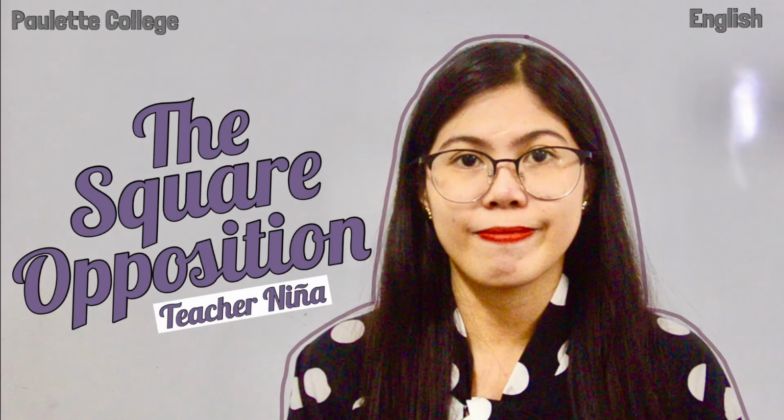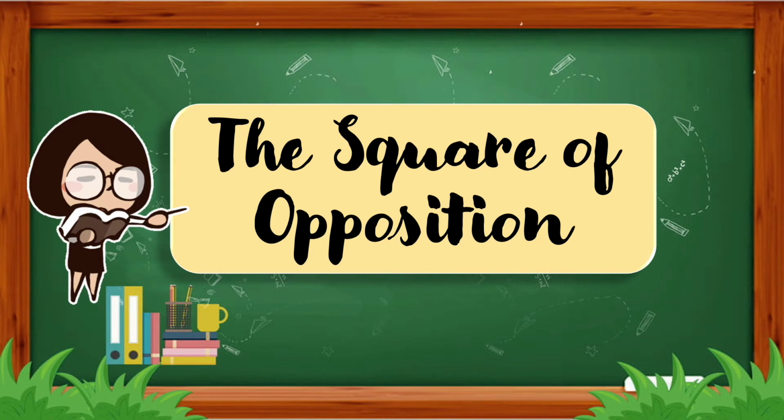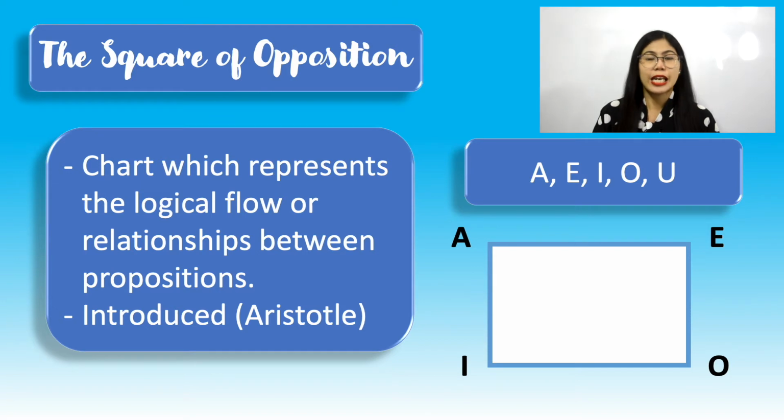Dealing with the square of opposition. It is one of the schemes to determine the truth and falsity of propositions. When we say proposition, it pertains to categorical statements that either affirm or deny something. So we have here the square of opposition. It is a chart which represents the logical flow or relationships between propositions. It was believed to have been introduced during the time of Aristotle.